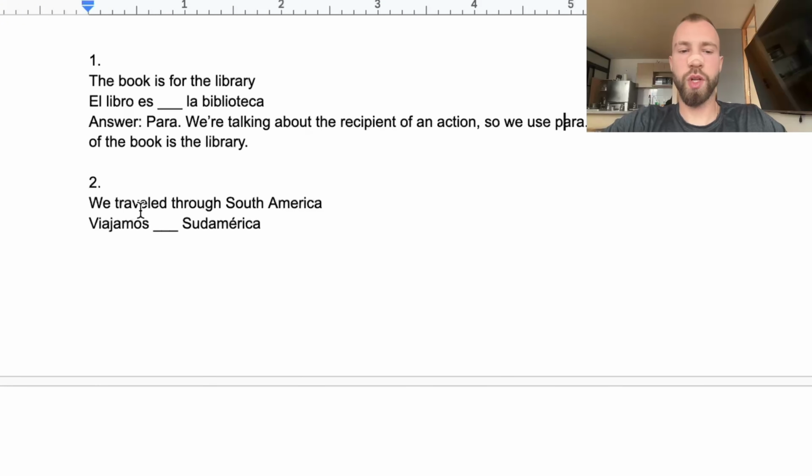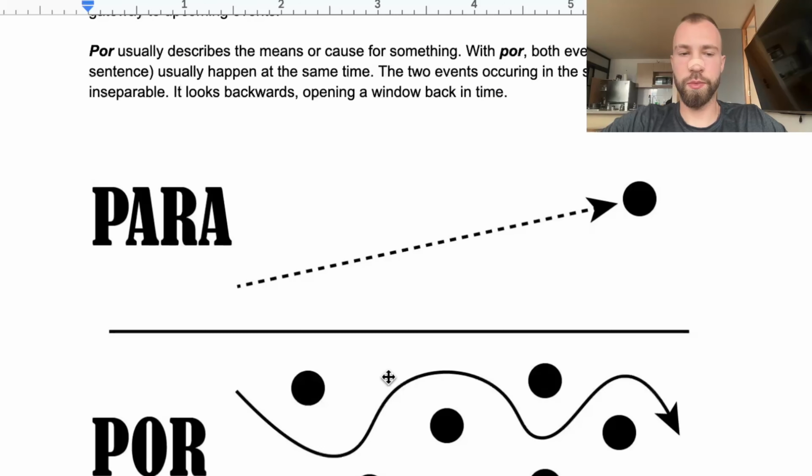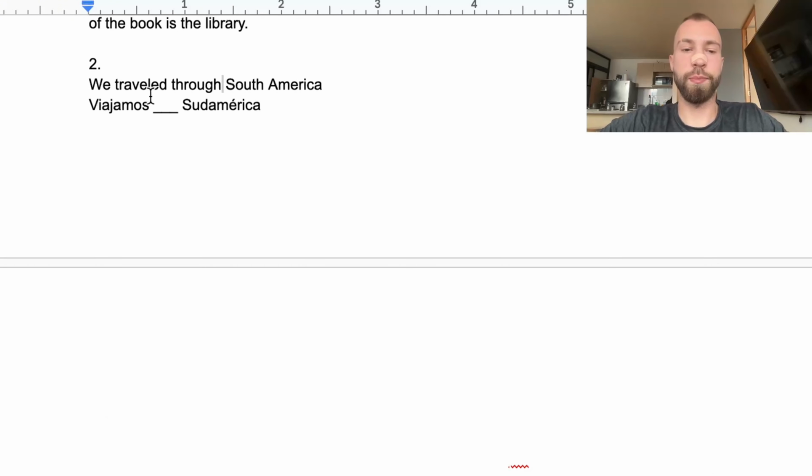Next example, we traveled through South America. Viajamos para Sudamérica or viajamos por Sudamérica. So por is used for the means or cause of something. In this case, it's the means. Like we traveled through South America. We didn't travel to South America, we traveled through South America. So it's por.